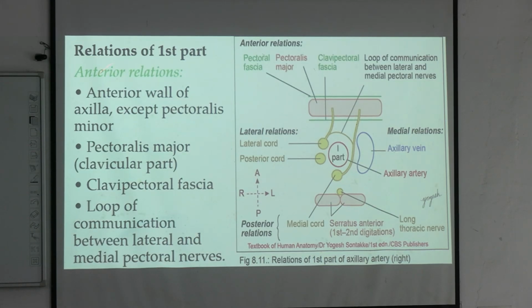Okay. So, relation of first part, anterior, see here, this is the first part. Anterior relations are anterior wall of axilla. This is anterior wall of axilla formed by this pectoralis major, except the pectoralis minor. Pectoralis minor here not present. Pectoralis major clavicular part, clavipectoral fascia. Here is the clavipectoral fascia, loop of communication between lateral and medial pectoral nerve. See here, this is loop of communication between the lateral and medial pectoral nerve. All these are forming anterior relations of the first part.